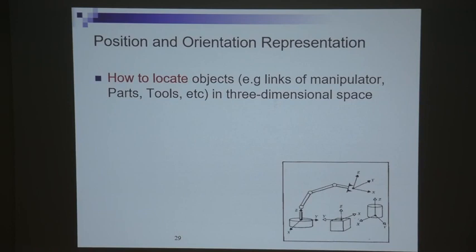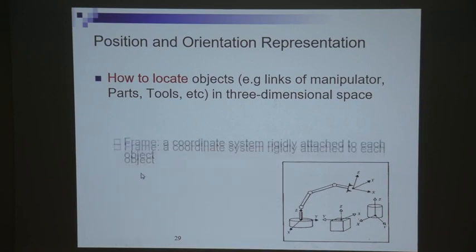In order to enable forward and inverse kinematics, you need to know how to locate the objects, the links of the manipulator. This is a link, this is another link, this is a joint, the parts that move in three-dimensional space. As a human, you may say, oh, my water bottle is here, my file is here, my mechanical pencil is here. For a robot, you actually have to tell them, so you need a formal method of telling them.